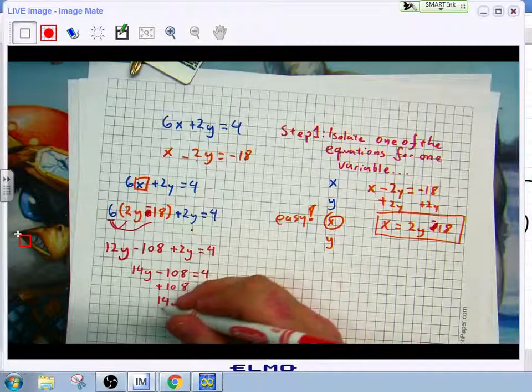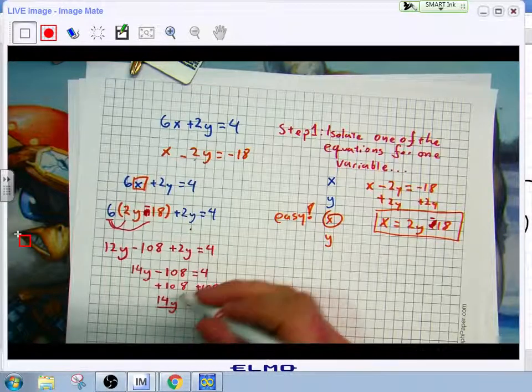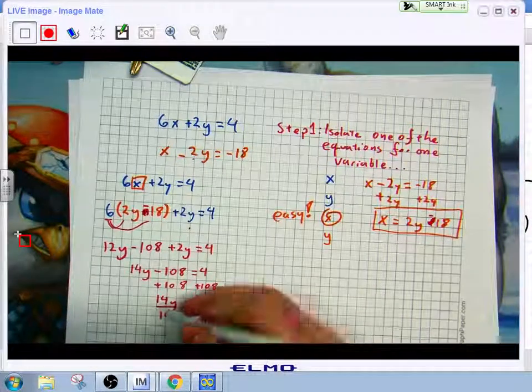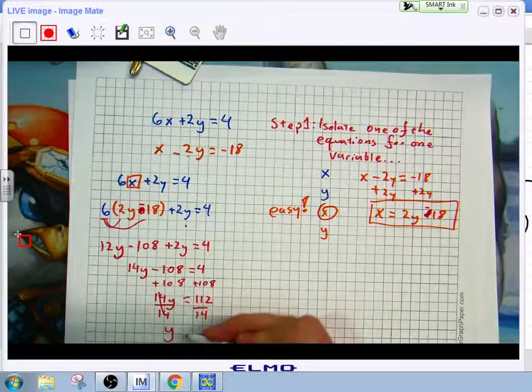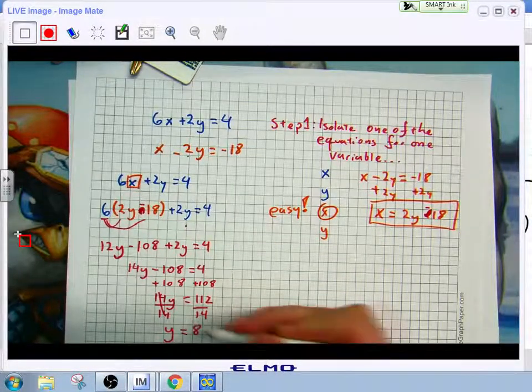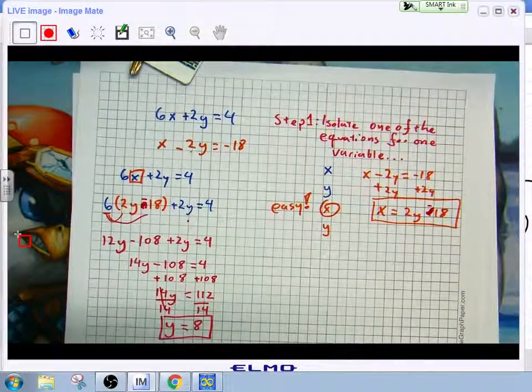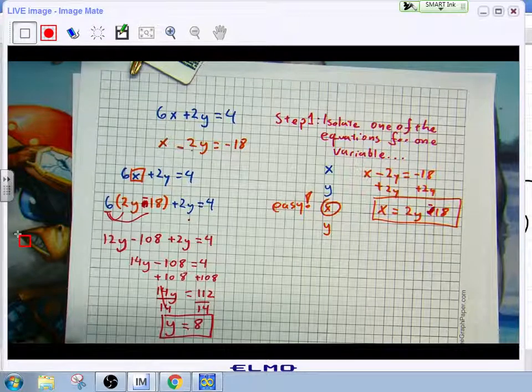And finally, I'm going to divide by 14. Divide by 14. And I think this is 8. Can someone double check that for me? It is 8. Thank you. Y equals 8. Okay. Cool. Right? Y equals 8. So now we're halfway there. We know that the y is going to be 8.